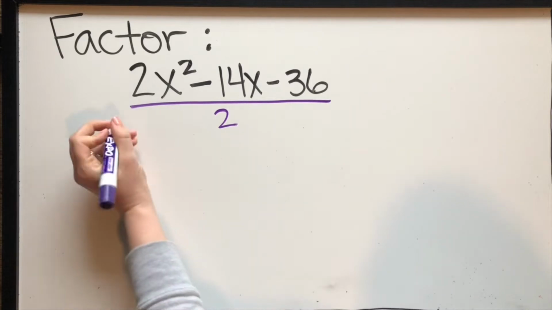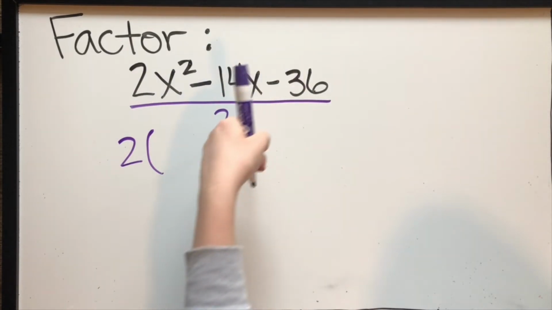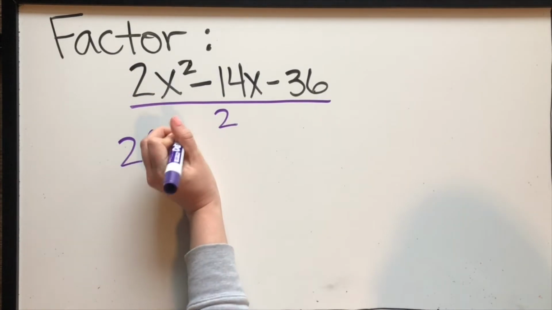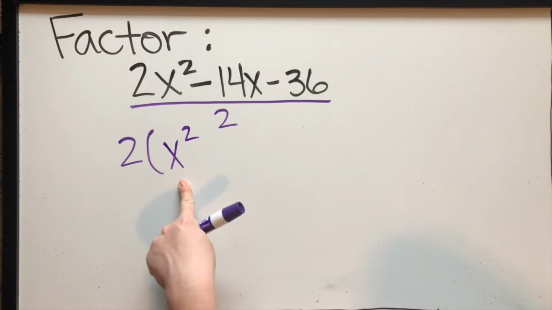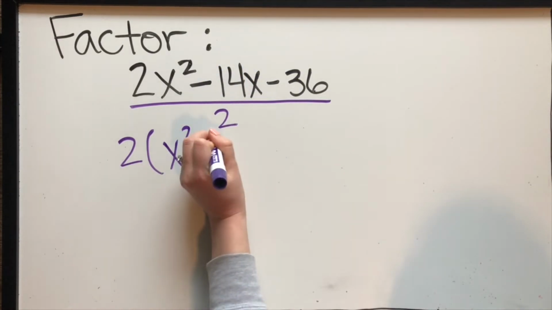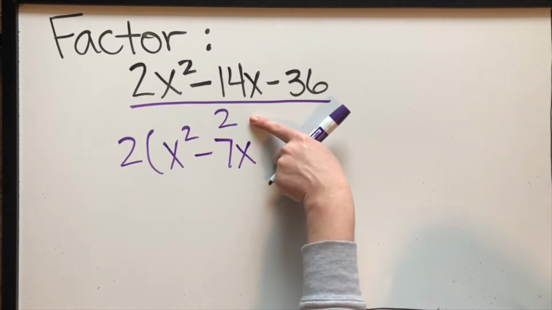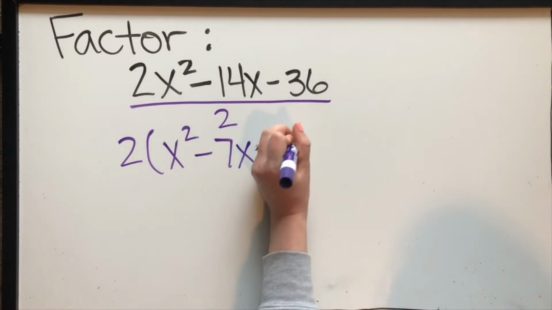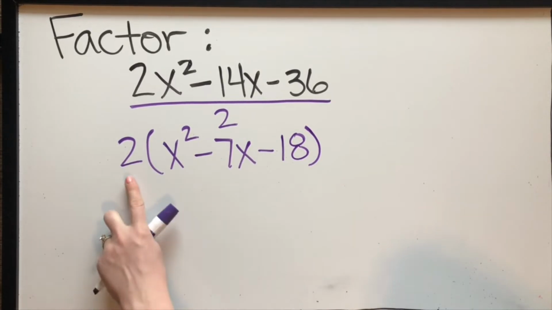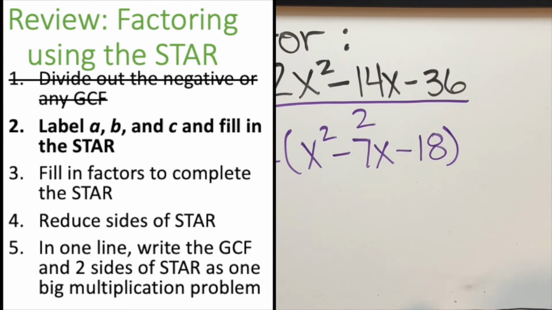So just like we did with the -1, the 2 is going to go out front, and then I'm going to write in parentheses what's left. So 2x squared divided by 2 is 1x squared, or you can just write x squared. Negative 14x divided by 2 is negative 7x, and negative 36 divided by 2 is negative 18. So once you divide out a GCF, that stays in the front, and now A, B, C are the numbers that are left on the inside.